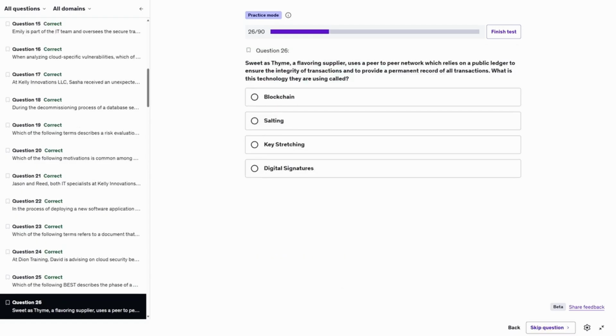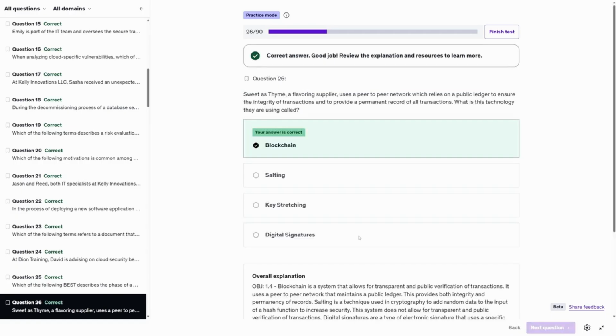All right, next question. Sweet as Time, a flavoring supplier, uses a peer-to-peer network which relies on a public ledger to ensure the integrity of transactions and to provide a permanent record of all transactions. What is this technology they are using called? And the answer here is blockchain.